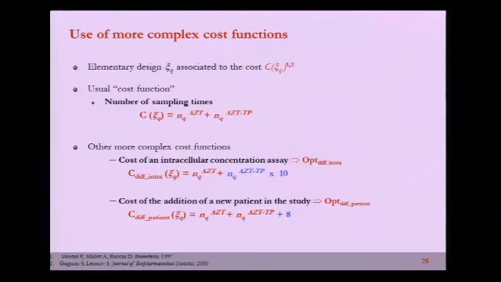What we did after, we wanted to use a more complex cost function, because here I have assumed that the penalty was exactly the number of sampling times for AZT and AZTTP. As I've said before, intracellular concentration measurement is much more expensive and should be done in a separate sample. So I assumed that it was 10 times more costly than this one. And I want to find what would be the optimal design if I assume this penalty.